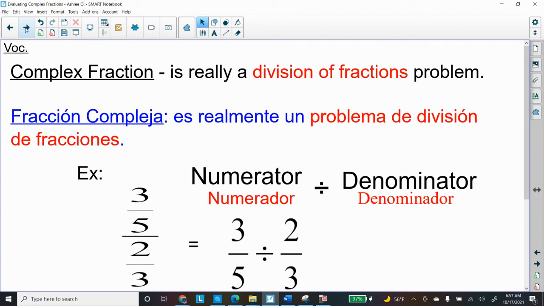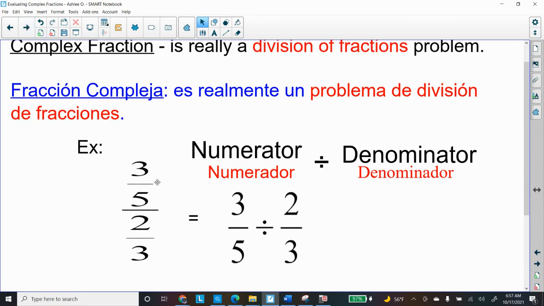All right, let's get going. Complex fraction, what it really is, it's just a division of fractions problem. So if we look at this problem down here, we have 3/5 on top and the fraction bar, and then we have a 2/5. So we got fractions on top of fractions here. That's just a division problem because the fraction bar itself means to divide. So it's the numerator divided by the denominator. In this case, where it's complicated or complex, we have fractions divided by other fractions. And that's what a complex fraction is.